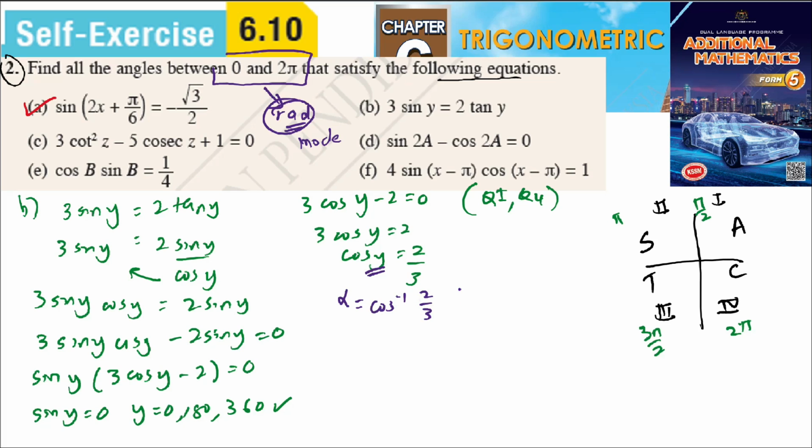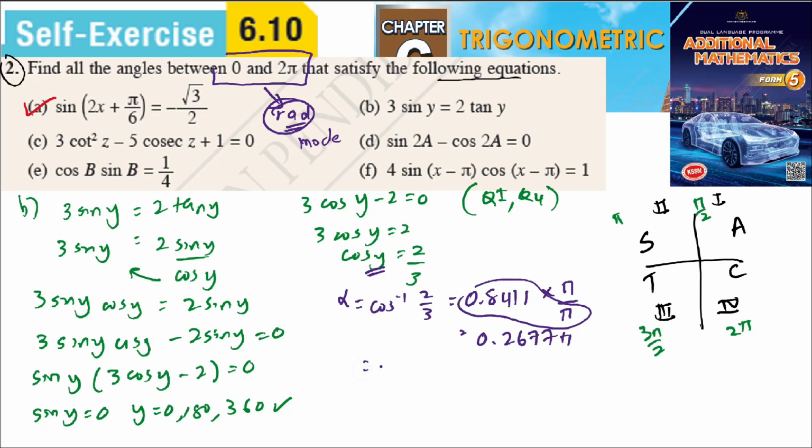So here alpha is equal to cos inverse 2 over 3, which is equal to, when you use in radian mode, you are going to get 0.841. Okay, so this one we want in terms of pi. So you want it in pi, so you have to divide with pi because you want to see pi. So this one divide with pi, you are going to get 0.2677 pi.